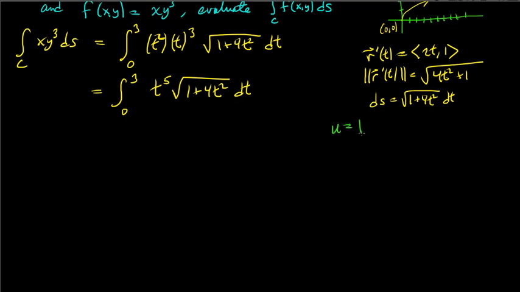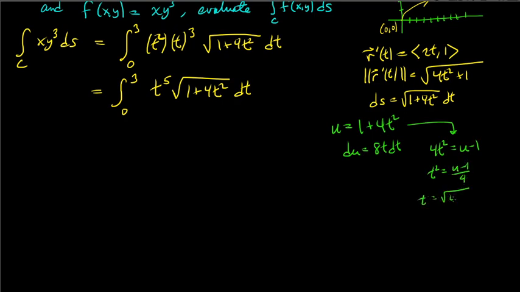Let's try u is just 1 plus 4t squared. Then du, of course, is 8 times t dt. The problem is we have too many t's here, so that means we have to solve for t. 4t squared is u minus 1, t squared is (u minus 1) over 4, and so t is just going to be the square root of u minus 1, over 2. Ooh, so that's not exactly pleasant either.